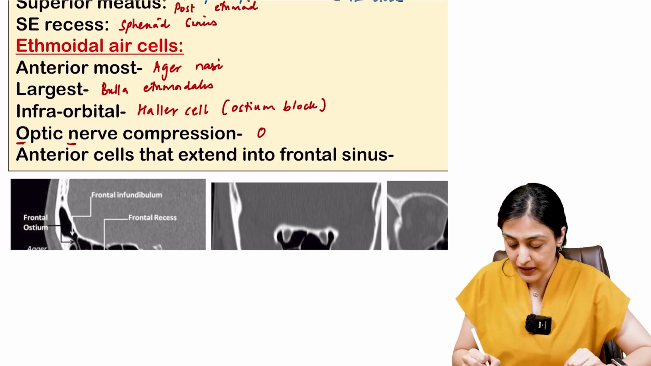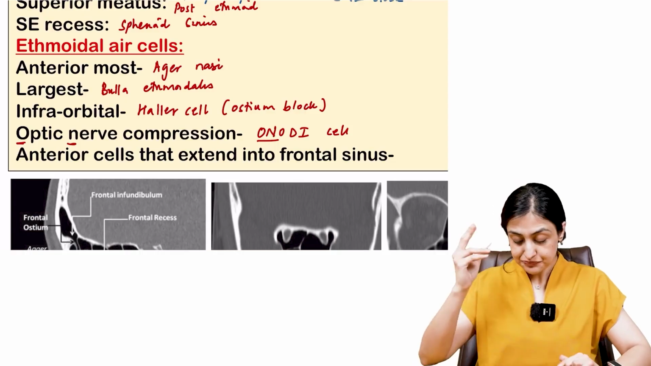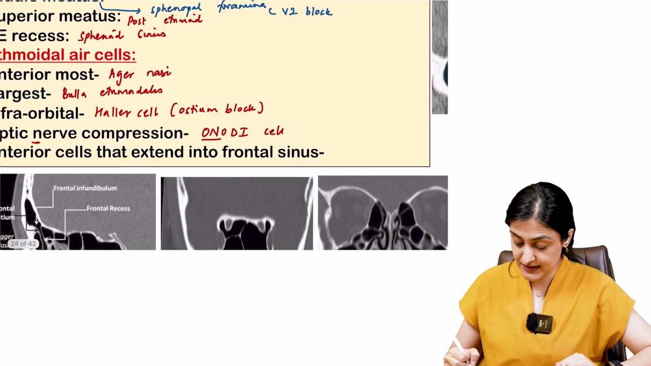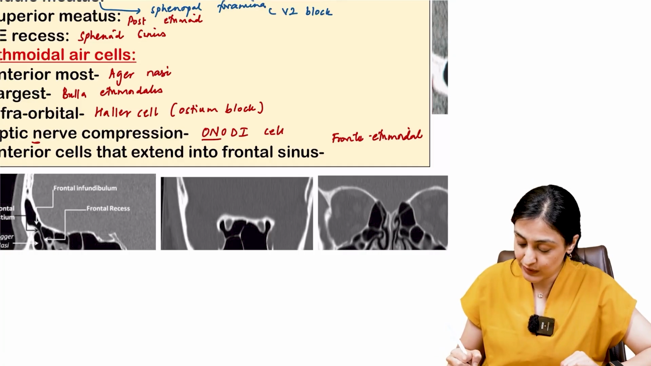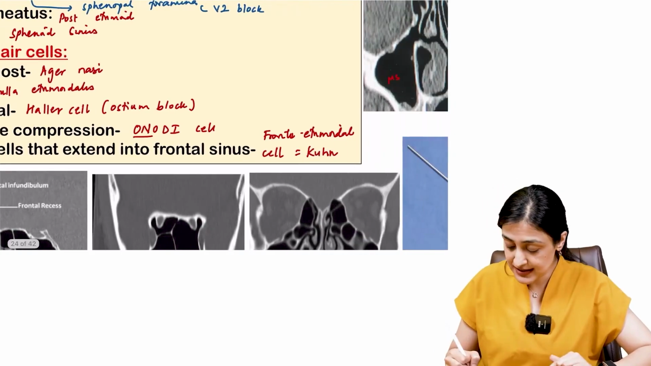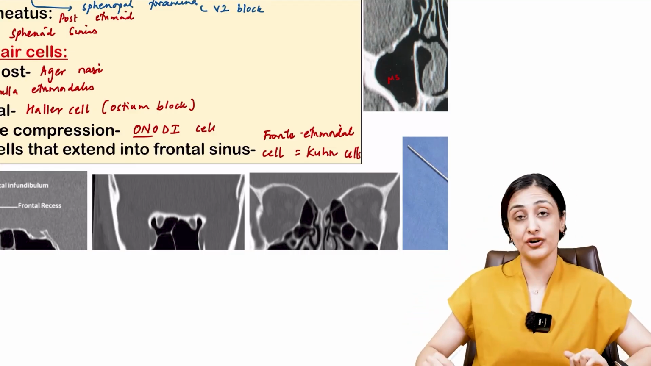ON, it's in the name, Onodi cell, right? So Onodi cell is the posterior most ethmoidal cell. Then anterior cells which can go into the frontal sinus are called frontoethmoidal cells, right? So why would they ask that? That's in the name. So frontoethmoidal cell, but they are also called Kuhn cells. So that's what they can pick up and ask. So Kuhn cells are the ones which are ethmoid, but they can extend into the frontal sinus.